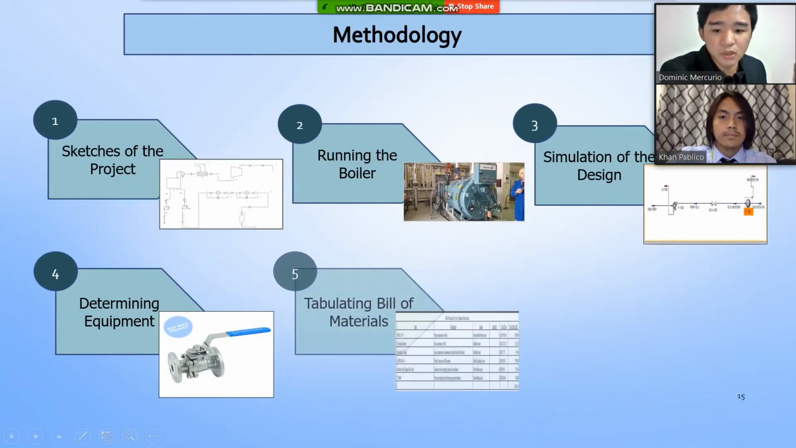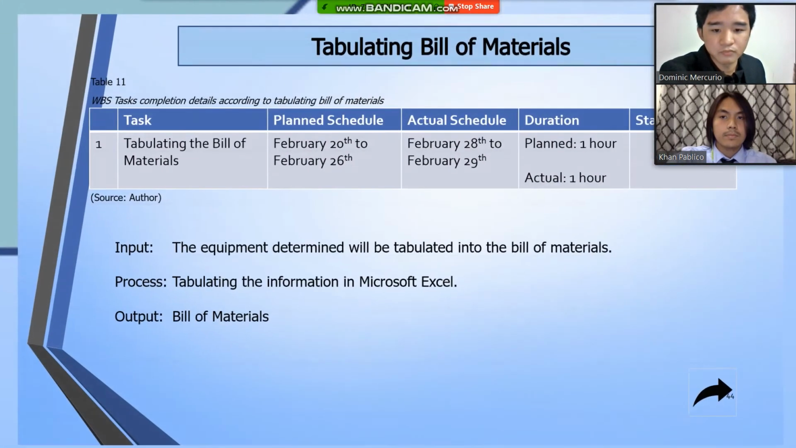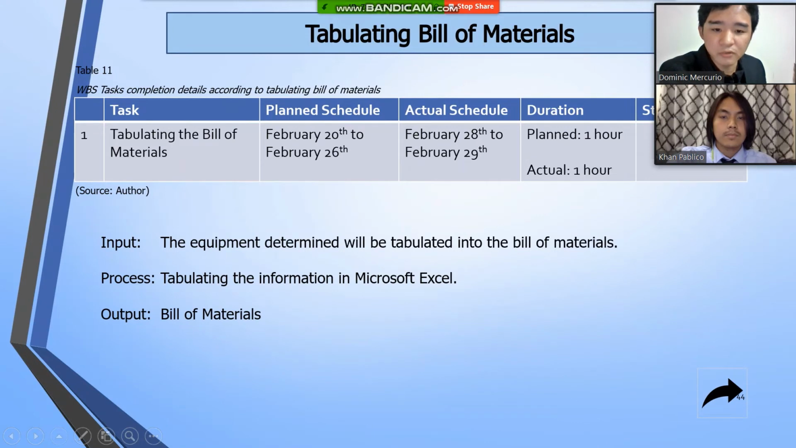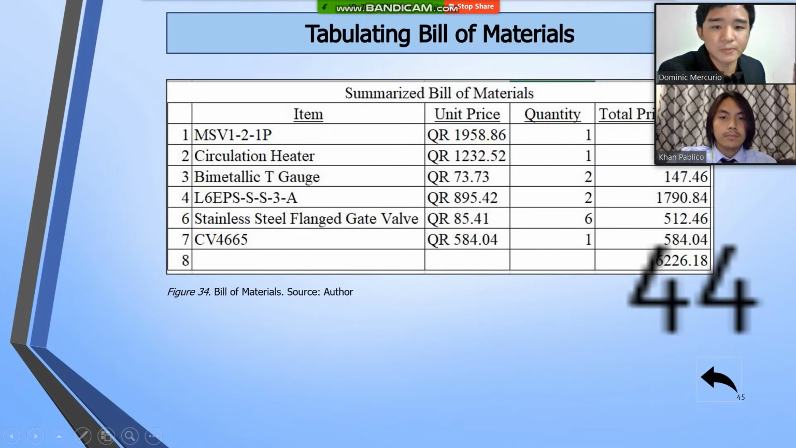The fifth methodology is the tabulation of bill of materials. So we use the information from the determined equipment and their prices in order to tabulate them in Microsoft Excel. The output is a bill of materials. This is a summarized bill of material, and as you can see here, we have a total amount of 6,226.18 reals.